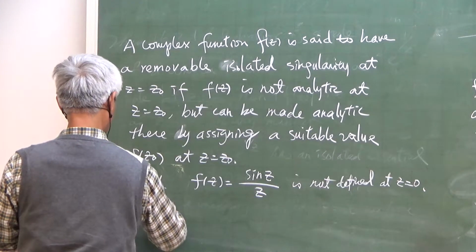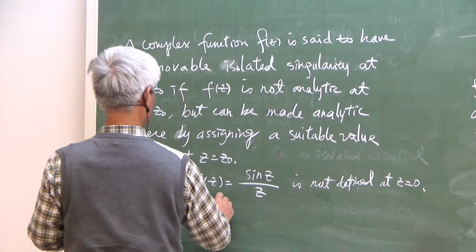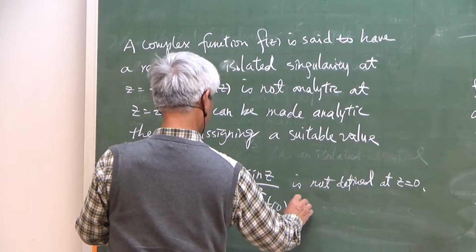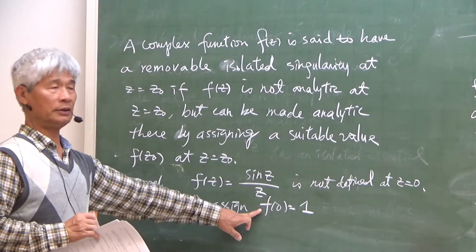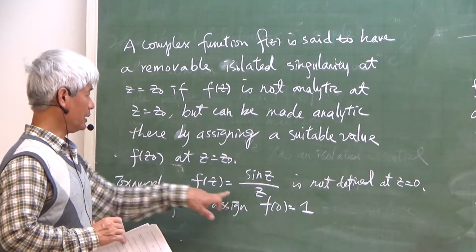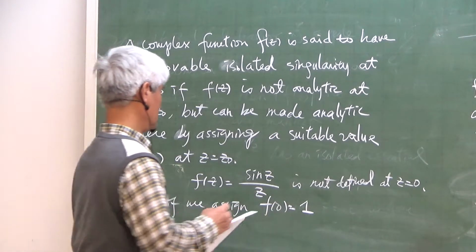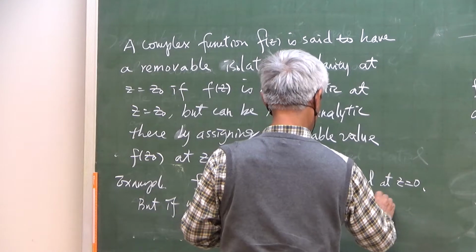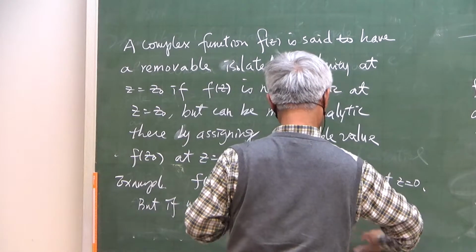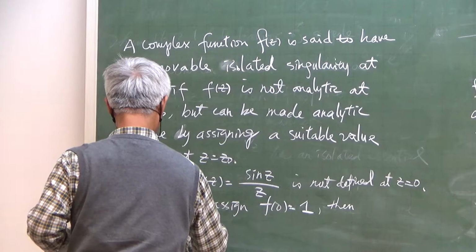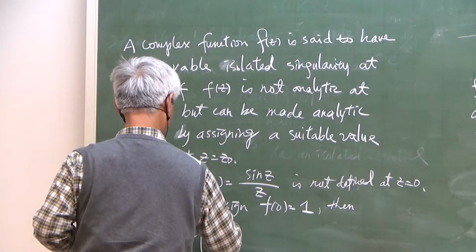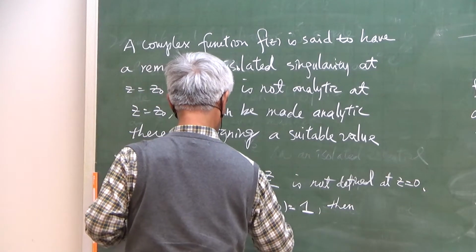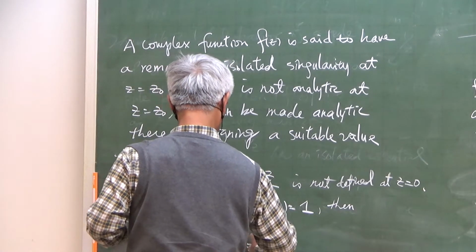But if we assign f(0) to 1, okay? If we define f(0) to 1, then the new f(z) is sin z divided by z for z not equal to 0, and it's 1 for z equal to 0.